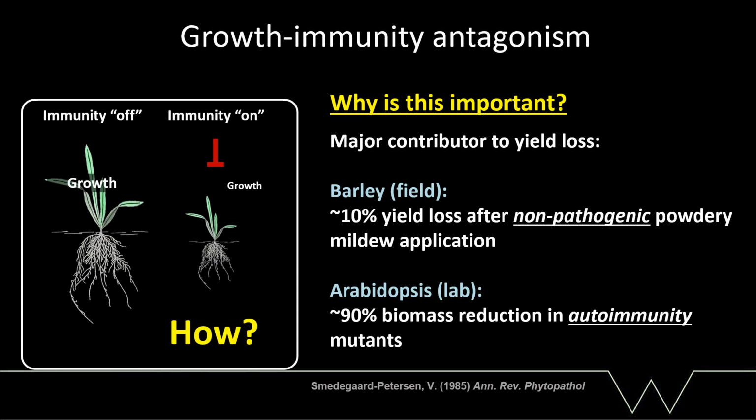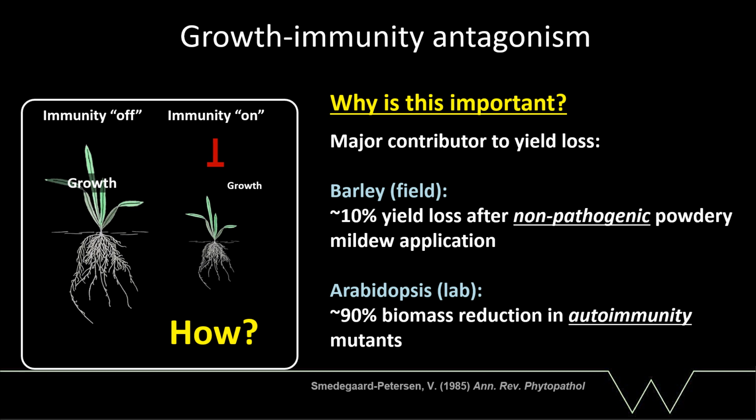And this is important because the losses due to immunity are on a similar magnitude to losses due to pathogen attack itself. So field trials with barley 20-odd years ago showed that after infection with non-pathogenic powdery mildew, so this is powdery mildew that cannot cause disease in the barley, there's a 10% yield loss. And in the lab, if we have constitutive immunity in Arabidopsis plants, there's a very significant reduction in biomass. So it's clearly of biological significance.